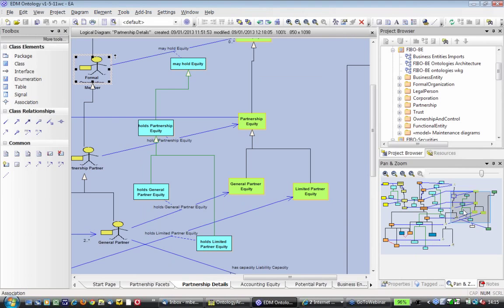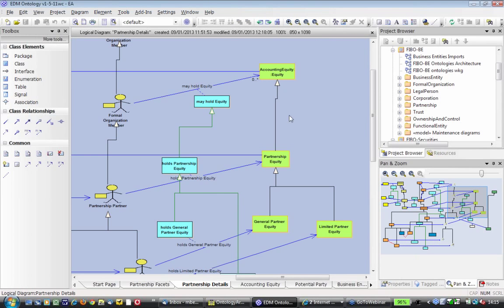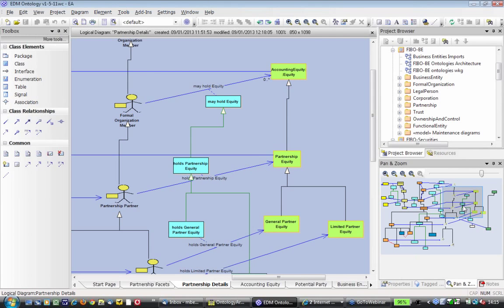There's also a weird one where the general partners have limited liability. I'm not sure how best to model that, because in general we're talking in terms of general partners being entities that have some liability, so there's a little bit of a red flag against that one.